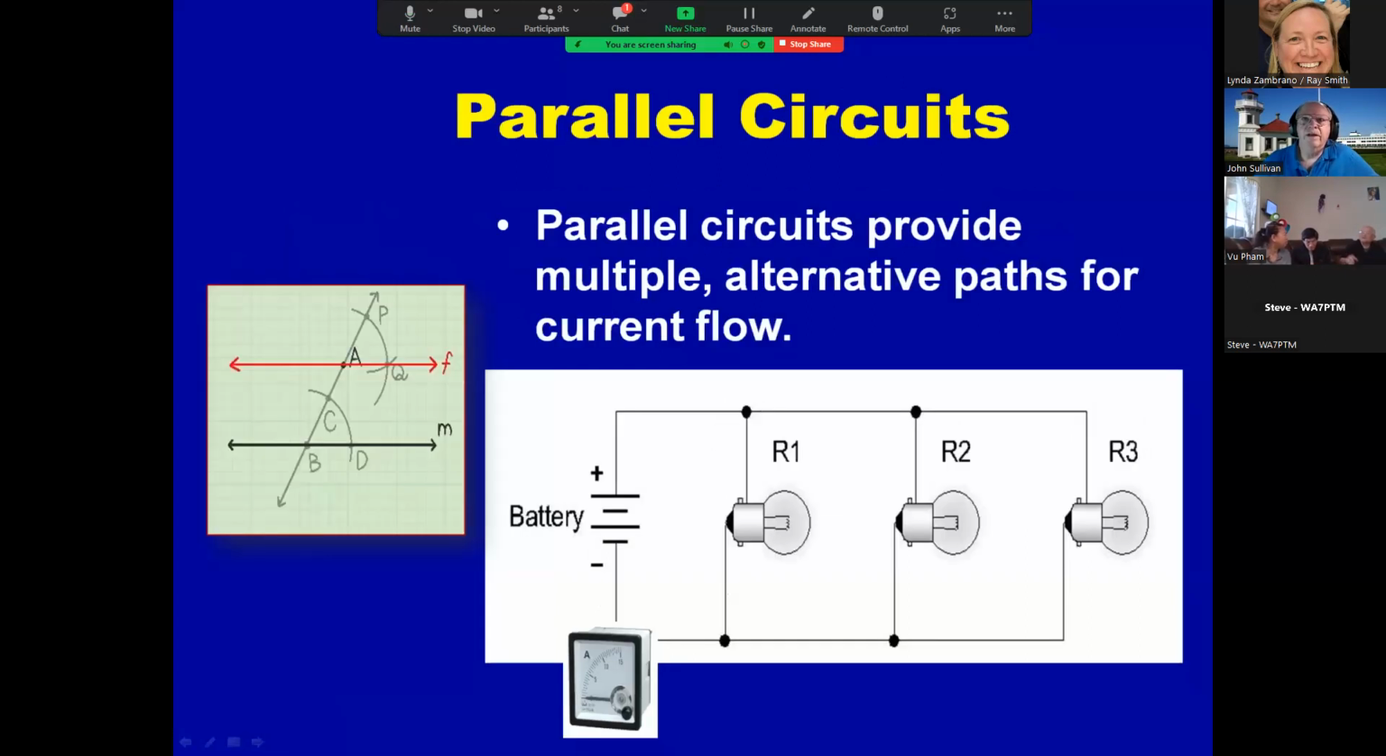Not true with a parallel circuit. With a parallel circuit, you've got the current and it branches off, in this case, into 3 different branches, and then goes through the 3 different loads and returns back to its source. If one of these bulbs burns out, there are still 2 other paths for the current to flow through, so those bulbs remain lit. So that's the difference in the characteristics of series and parallel circuits.